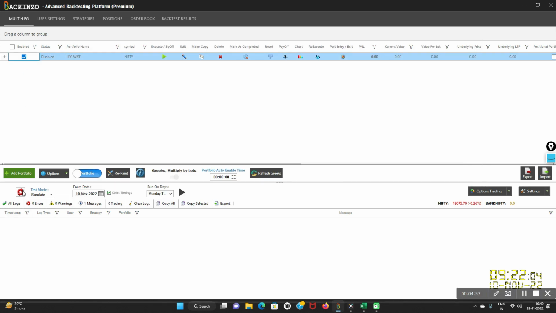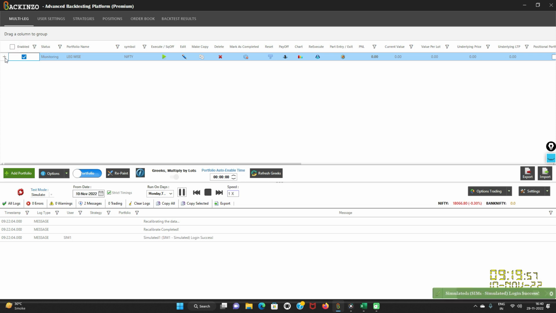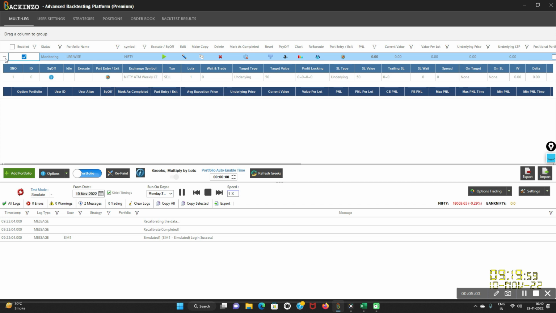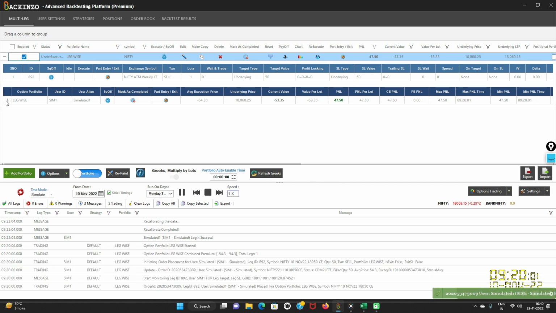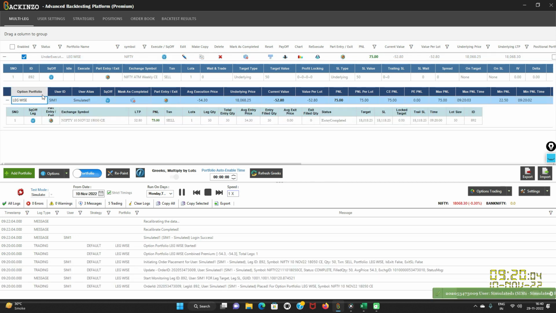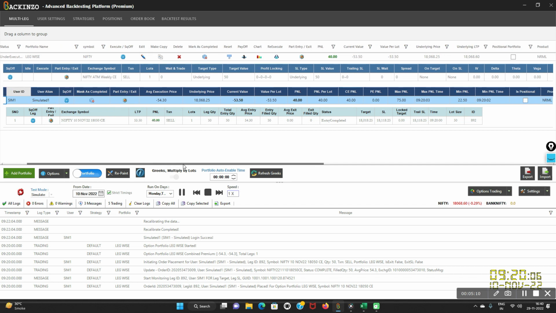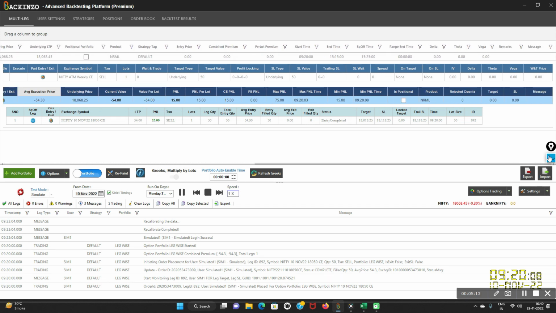I'll enable it, recalibrate it, and run it over simulated. I'll use this plus sign to expand it, the plus sign for expanding this option portfolio. You can drag this to the right hand side. And as you can see, this is the static field. 18,068 was my underlying price when it got executed on 10th November.